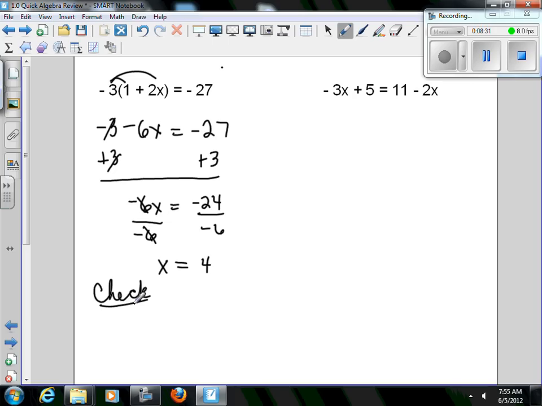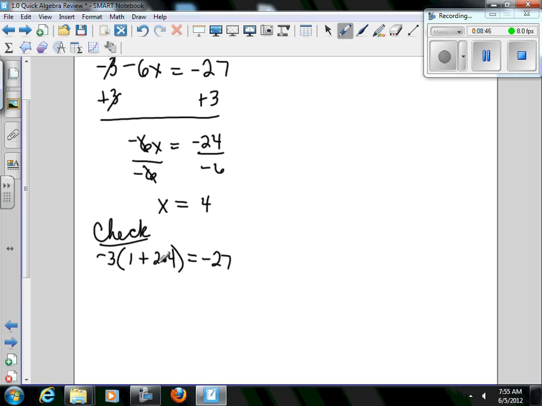If we check this, plug our number in. So we have negative 3 times the quantity 1 plus 2 times 4, equals negative 27. So let's do what's in parentheses first. We have addition and multiplication. Let's do the multiplication first. So we have 1 plus 8 in the parentheses. I should put a question mark here to indicate I'm not sure if it equals negative 27 yet.